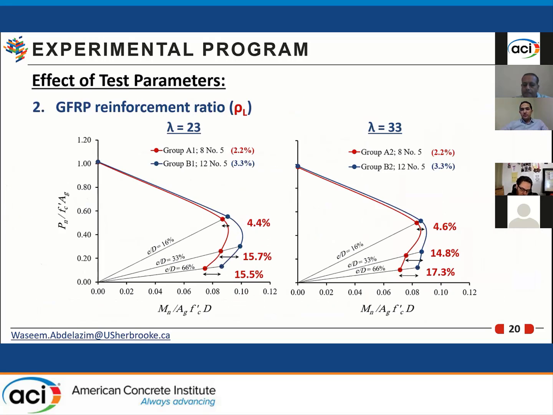Regarding the effect of GFRP reinforcement ratio, as we can see from these BM interaction diagrams, increasing the GFRP reinforcement from 2.2% up to 3.3% improved the column capacity at all tested slenderness ratios up to a slenderness ratio of 33.